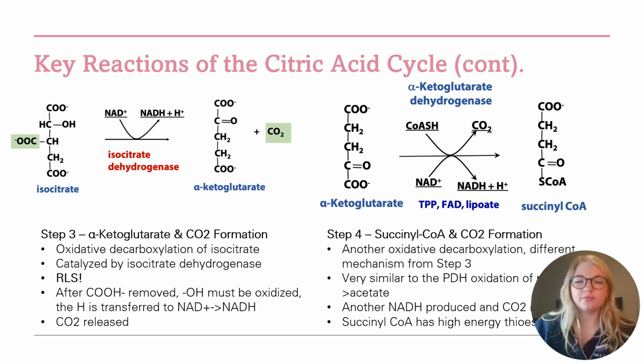The fourth step involves another oxidative decarboxylation, but this time the mechanism is going to be different, and instead resembles the process of pyruvate dehydrogenase oxidizing pyruvate to acetate. We're going to net another NADH and CO2 from this process since we're losing a carbon and a hydride. We're left with succinyl-CoA, which has a high-energy thioester bond between the sulfur and the CoA part, which will become super important in the next step.